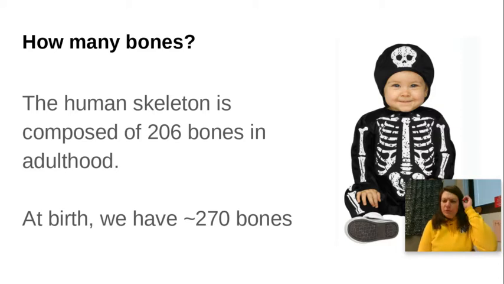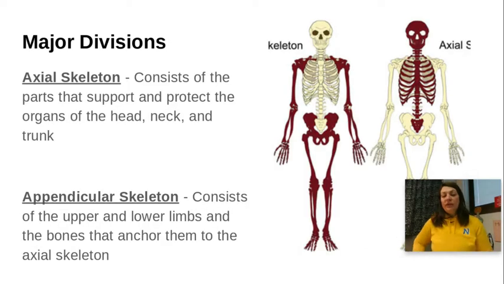So you're probably wondering, okay, Ms. Dozer, how do I go from 270 to 206? Well, what ends up happening as you're a child or a baby and you're growing is that bones tend to fuse together. So you have more bones and those bones come together to become one bone. That's why we go down to 206.